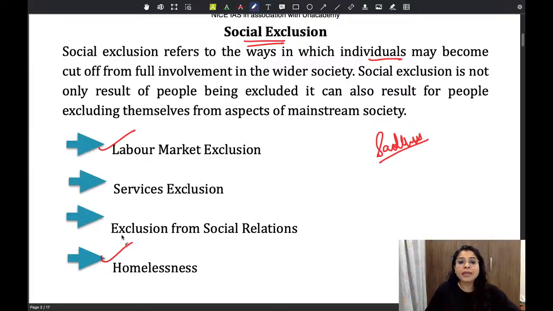Then it is service exclusion. Service exclusion, this can be of two kinds. One can be the individual.